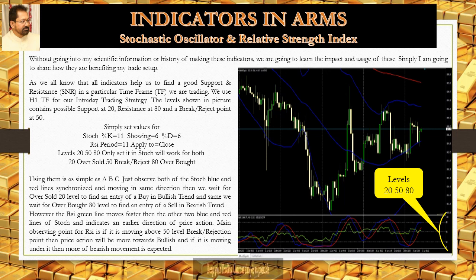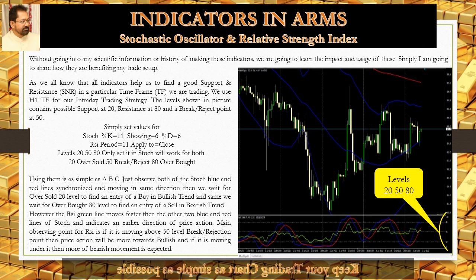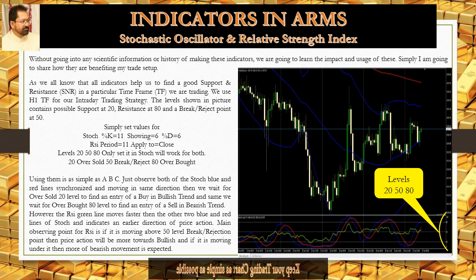However, the RSI green line moves faster than the other two blue and red lines of stochastic and indicates an earlier direction of price action. The main observing point for RSI is if it is moving above the 50 level break or rejection point, then price action will be more towards bullish, and if it is moving under it, then more of a bearish movement is expected.